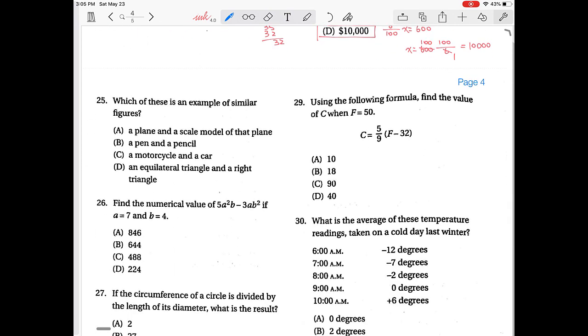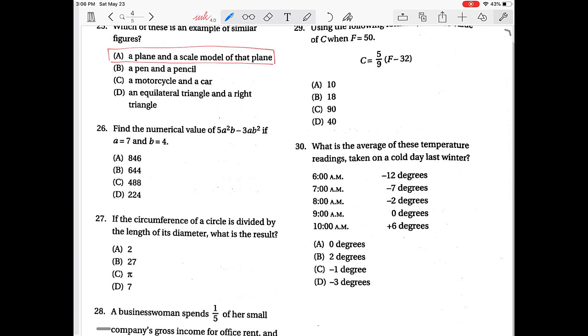25. Which of these is an example of similar figures? So the definition of similar figures tells us that option A, Alpha, is what we're looking for. Number 26, find the numeric value of 5 times a squared times b minus 3 times a times b squared if a is equal to 7 and b is equal to 4.